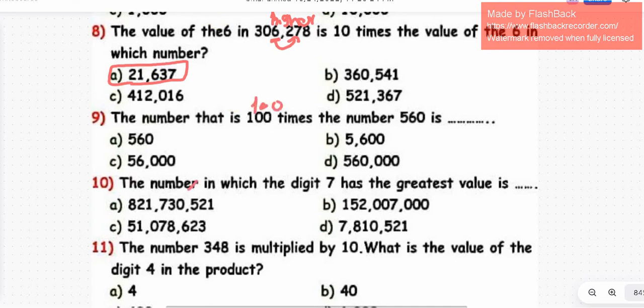The number that is 100 times this number. 100 times 560. So I'm gonna put the 2 zeros here beside the number. Put it here, will be 56,000.